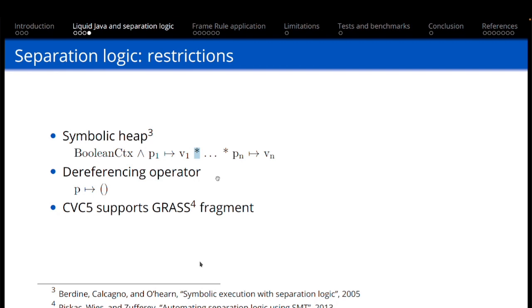Then Java itself provided simplification. As there is no dereferencing operator, we can replace all values with constants, which represent the initialized memory. And the final restriction is that it supports a fragment of separation logic, which, for example, disallows quantifiers inside predicates, which restricts the usage of recursive predicates. Basically, you can't have them like from the box.